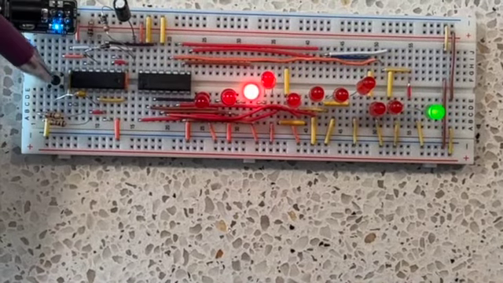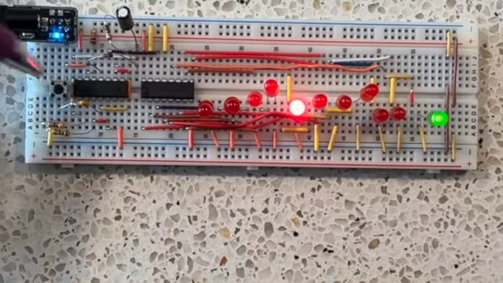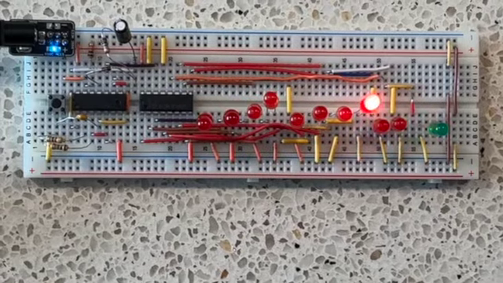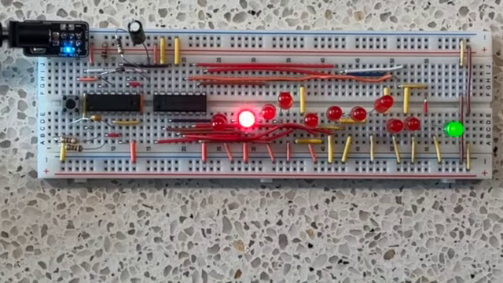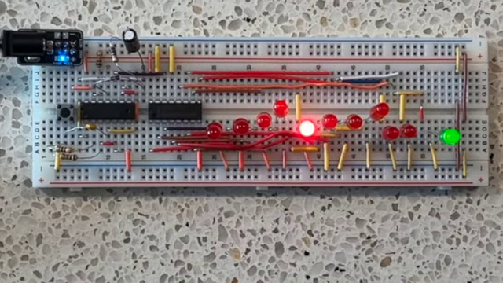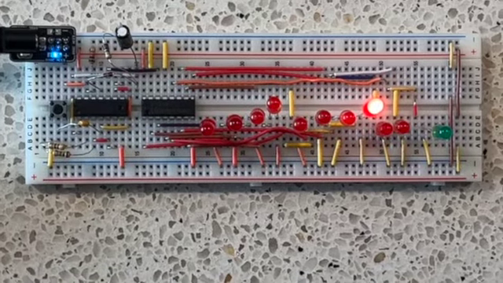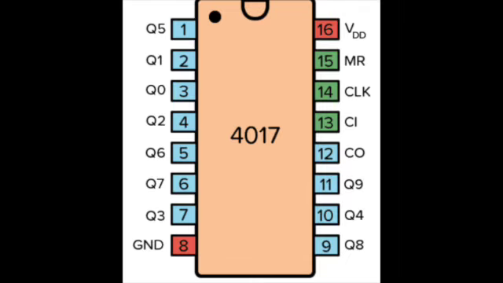Up next is the decade counter 4017 chip. The purpose of the 4017 chip is to organize the highs from the clock signal and give us a visual representation of how many highs have happened. The 4017 chip counts to 9 with the carryout.